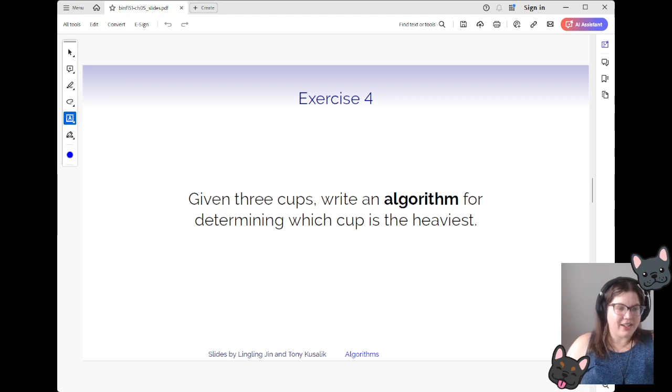All right, for exercise 4, we have 3 cups and we want to write an algorithm to determine which cup is the heaviest. So again, we're probably going to need to do some sort of comparison or control statement. A very common way we can go about trying to figure out which thing is the heaviest.